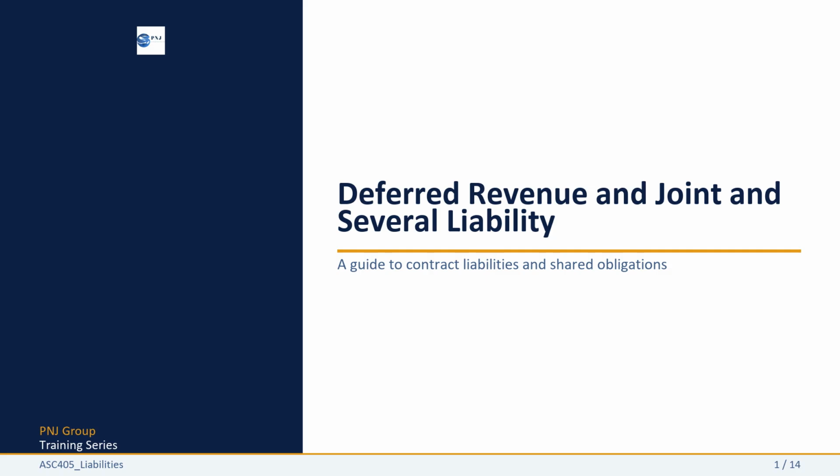This section covers two distinct but important liability topics: deferred revenue, which ASC 606 now calls a contract liability, and joint and several liability under ASC 405-40. Both are frequently misunderstood, and both carry significant reporting risk. Let us get started.